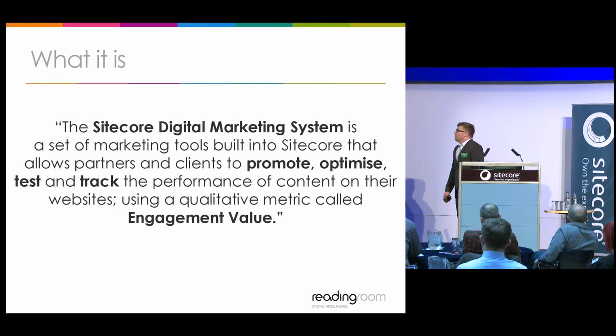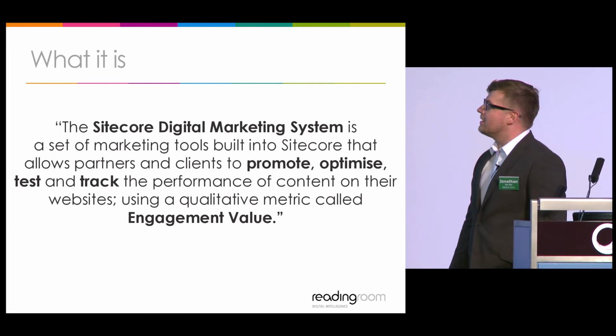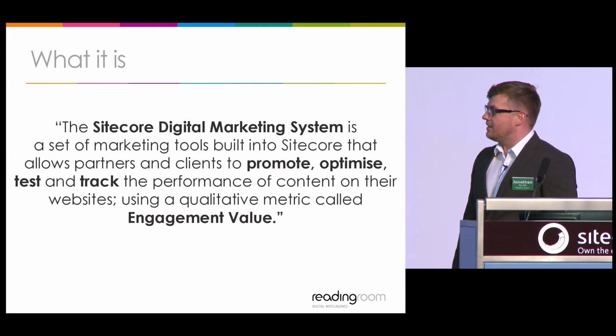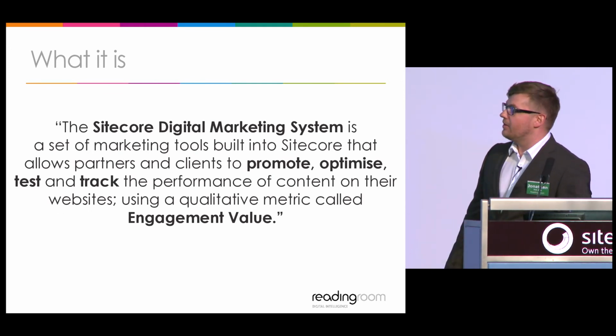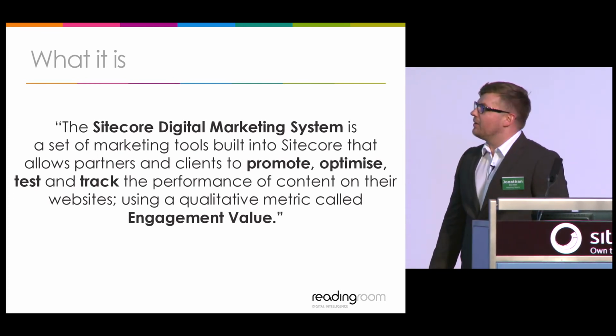So what it is, well, in Sitecore's words, the digital marketing system is a set of marketing tools built into Sitecore that allows partners and clients to promote, optimize, test, and track the performance of content on their websites using a qualitative metric called engagement value. So that's all great. That's the marketing words.